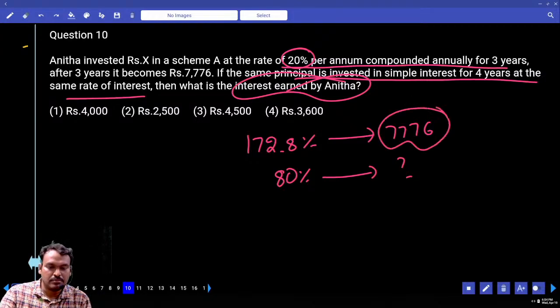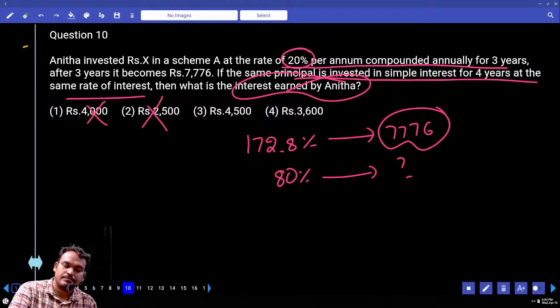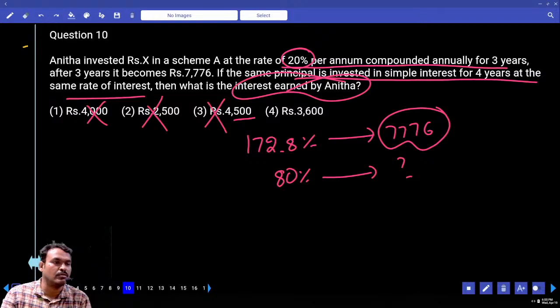777.6 is a multiple of 9. How many options are multiples of 9? 2 options. 4,500 is it exactly divisible by 8? What are the last 3 digits? 500. 8 sixes are 48. What is the remaining? 20. 20 is not divisible by 8, means the third option is not possible. What is the remaining for 3,600? 600 is exactly divisible by 8. Then the answer is the fourth one.